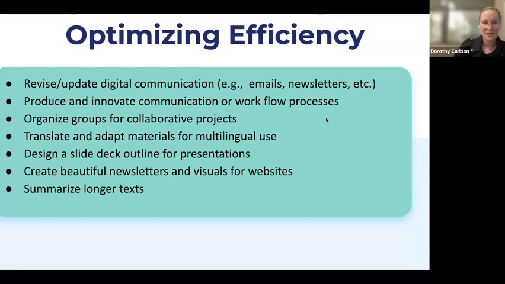Translate and adapt materials. Brenda showed that with Canva. Design a slide deck for presentations. That's with Magic Design in Canva. You can also create beautiful newsletters and visuals for websites. Brenda modeled some of that with Magic Media, and then summarizing longer text, which was Magic School. And Canva can also do that as well. This is not an exhaustive list. If you can think of something that involves a process like writing, AI can probably help you with it. So I encourage you to do a little exploring.